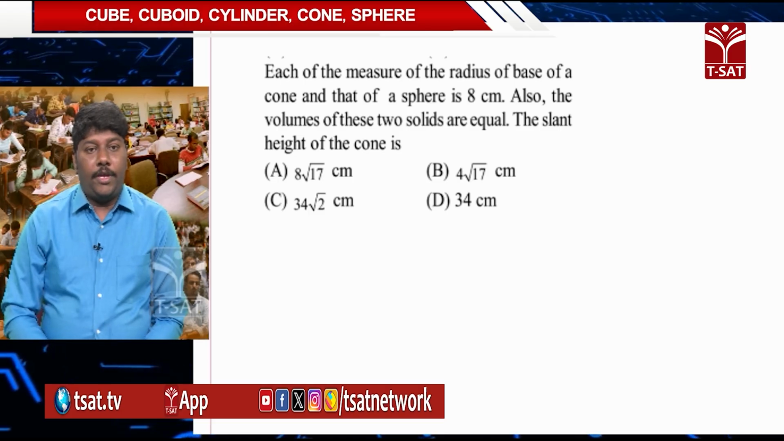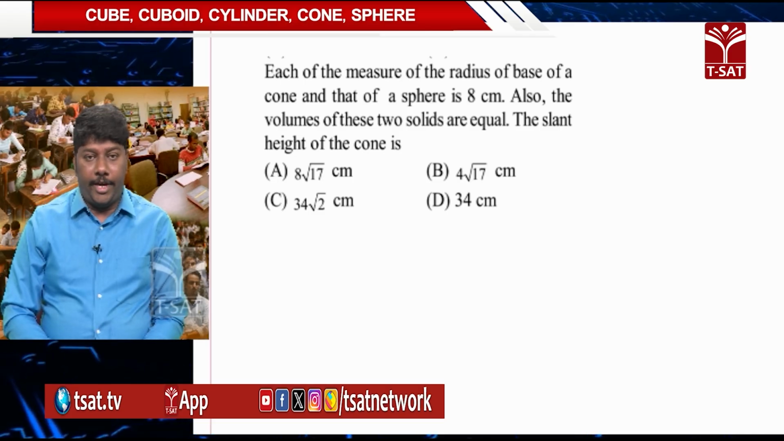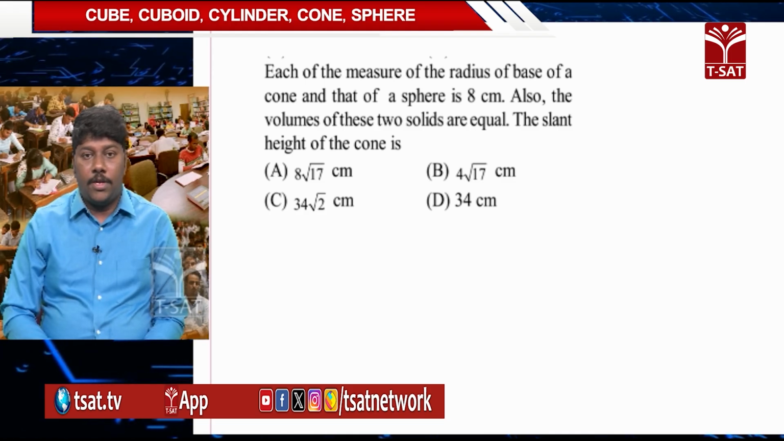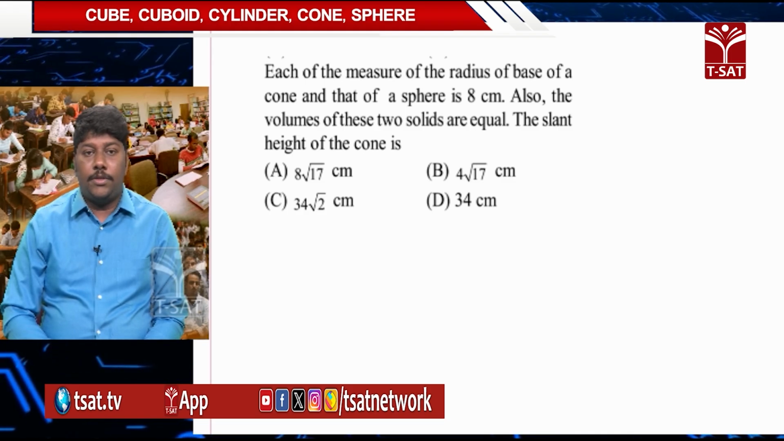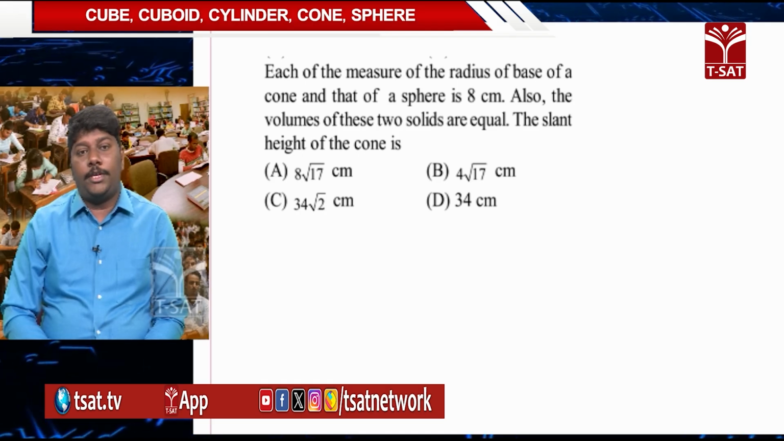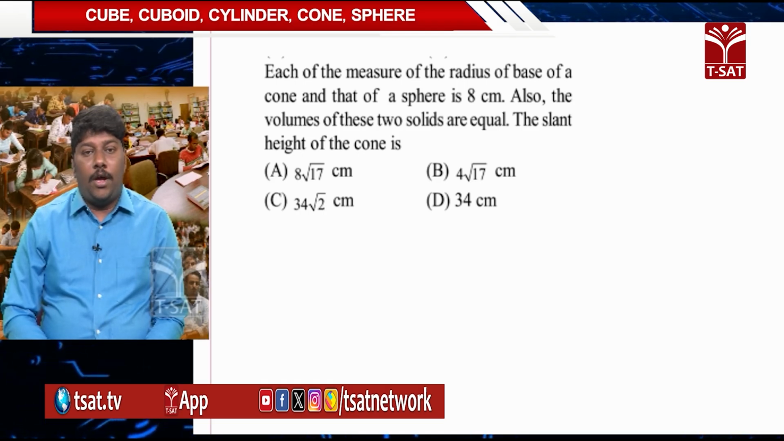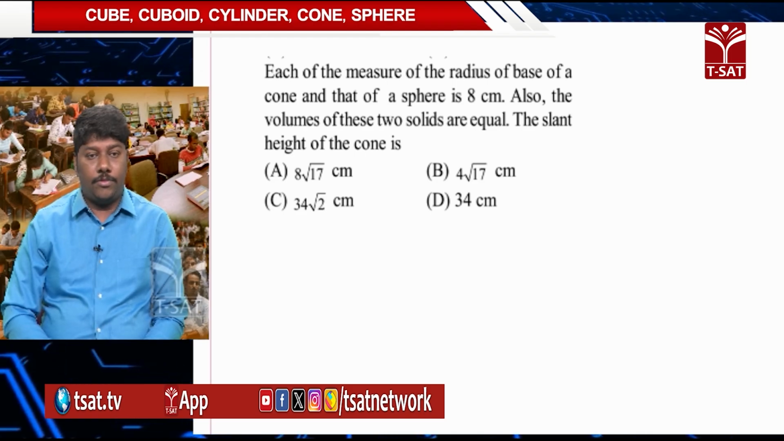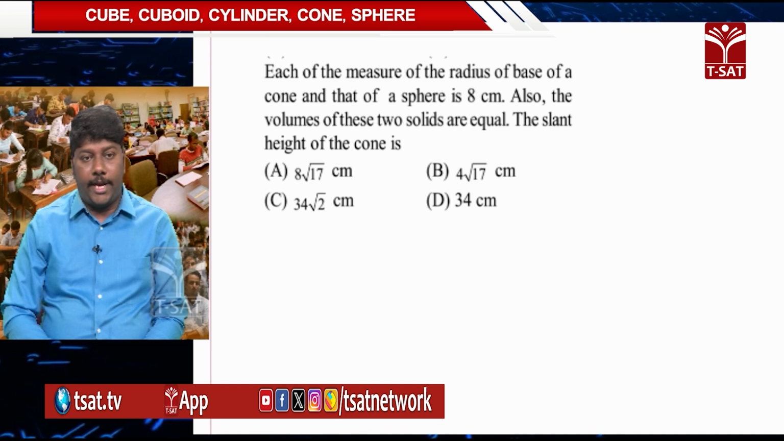Now look at this question. Each of the measure of radius of base of a cone and that of a sphere is 8 centimeter. Radius of base of cone. So the radius of both cone and sphere is 8 centimeter. Also the volumes of the 2 solids are equal. For both of them the volumes are equal, then the slant height of the cone. So he is asking you to find out the slant height of the cone.